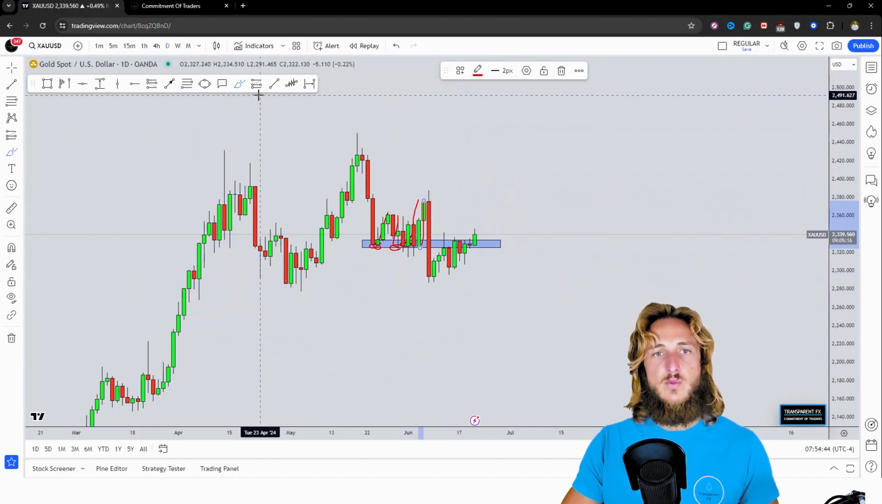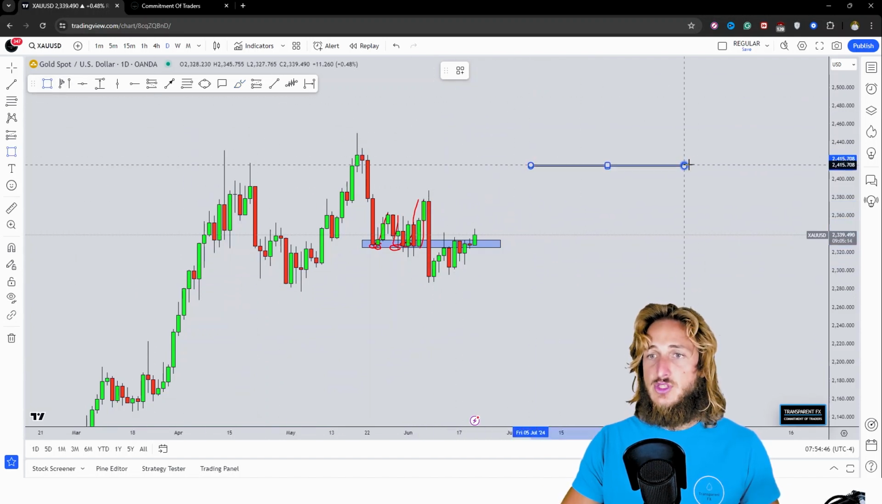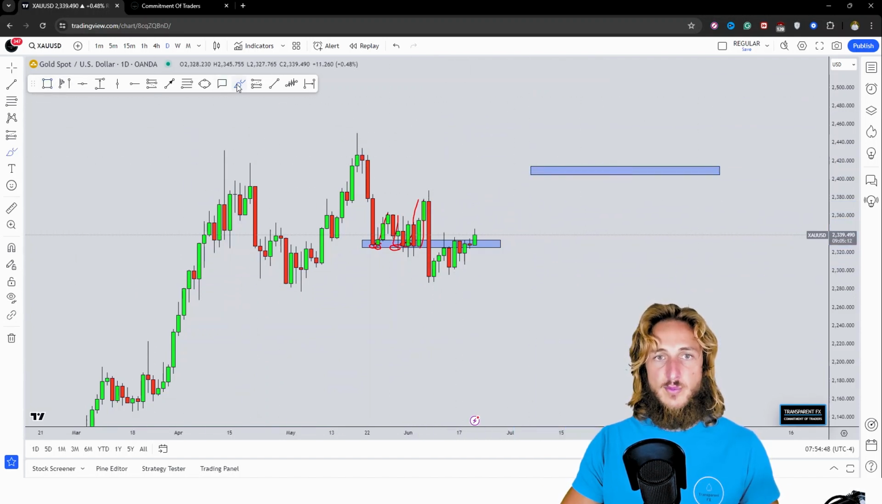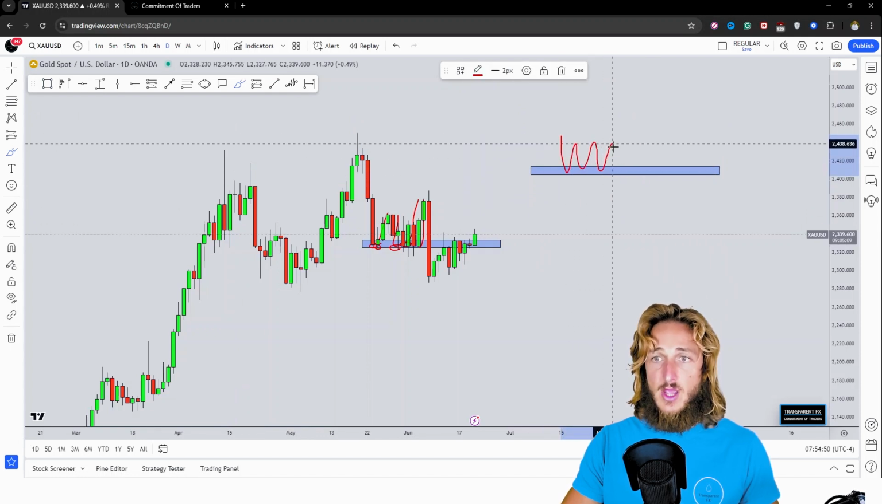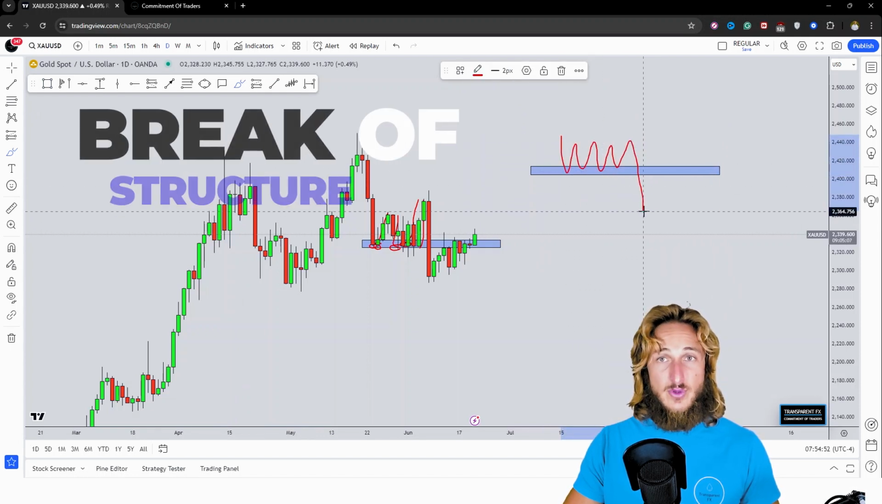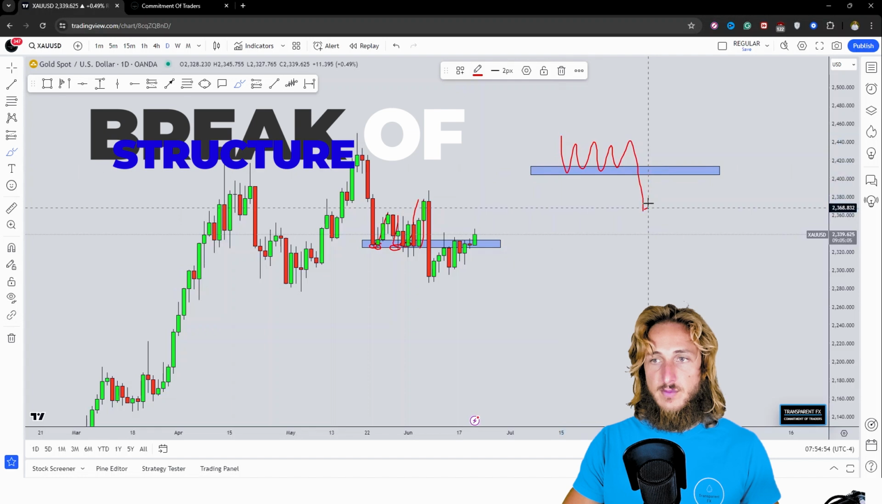And what we know is that when we have a level of structure, especially a level of structure that has been tested multiple times, so is very strong support, once that support gets broken to the downside, all the previous support becomes resistance.